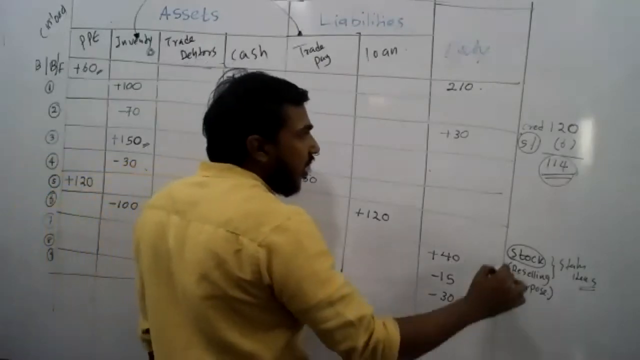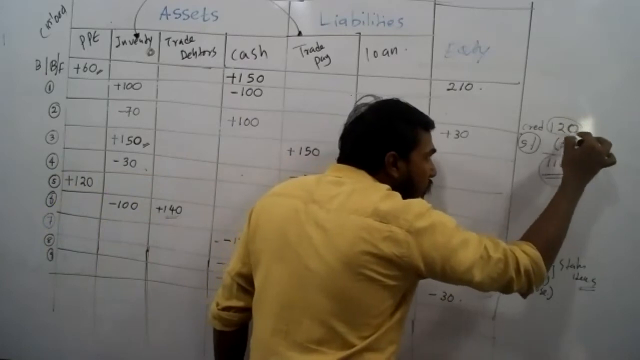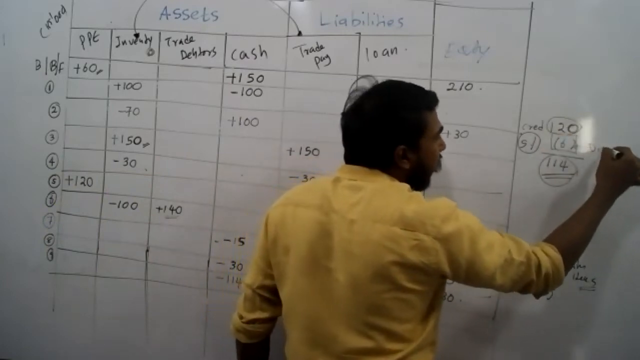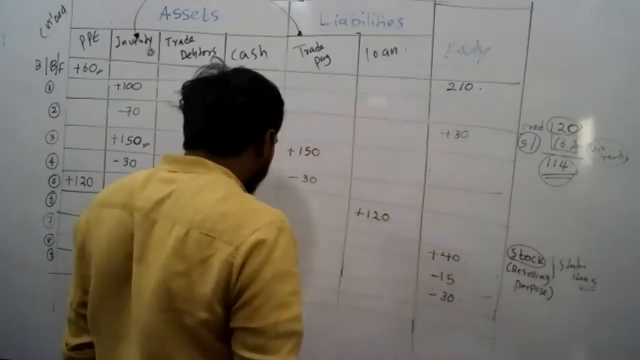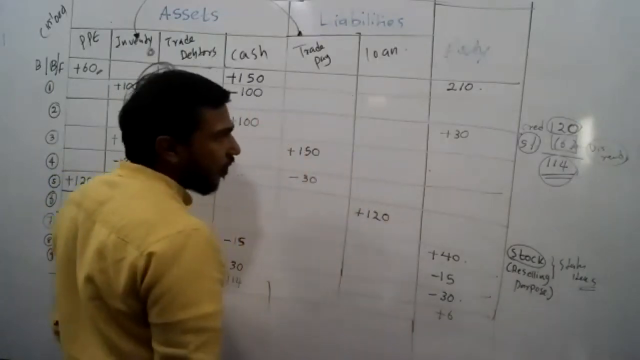Then see, you received a discount. You had to pay 120. They said not to pay 6. This is a discount receipt. It's an income. I told you discount receipt is an income. So equity add back 6.